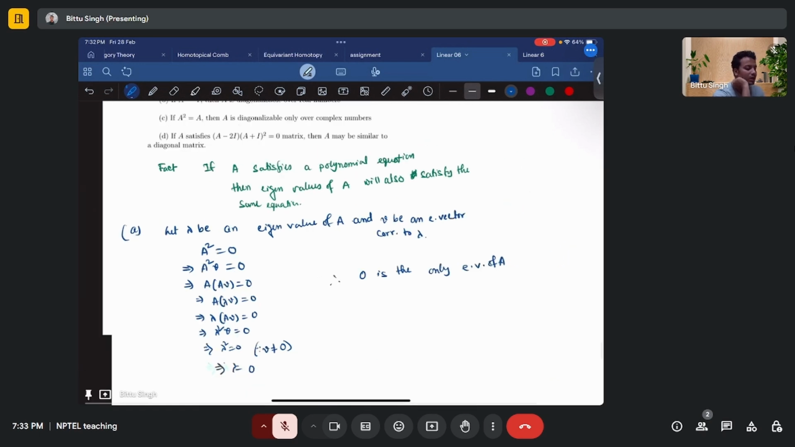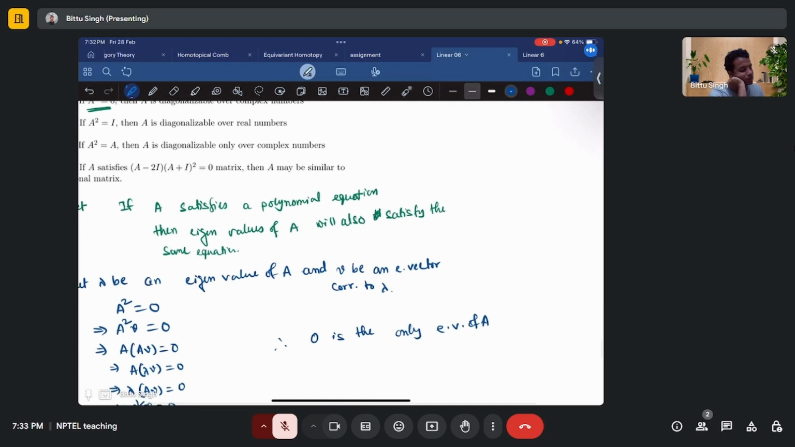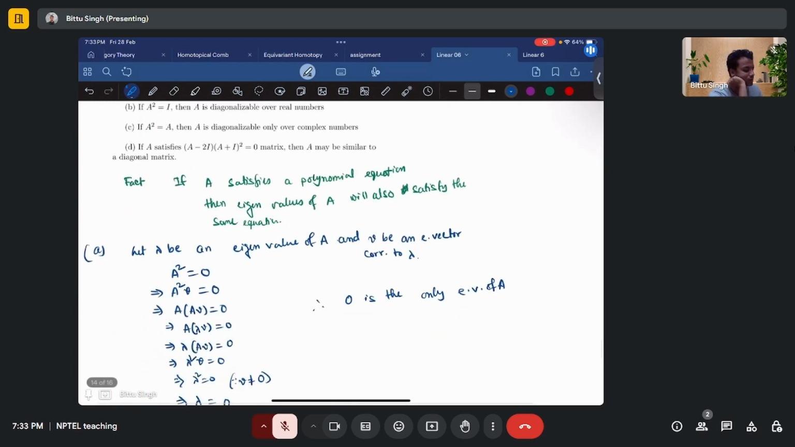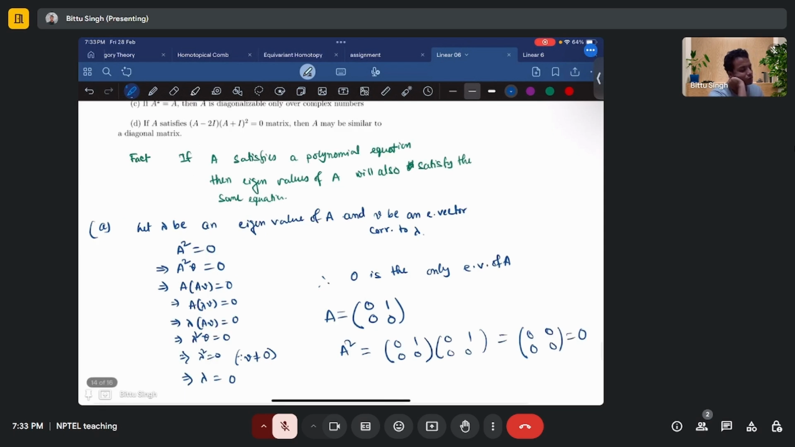So we need to construct a counterexample if this is false. So take this example. For example, instead of an n by n matrix, let us consider this 2 by 2 matrix, 0, 1, 0, 0. Here you can see that 0 is the eigenvalue of this matrix. So if we write A equal to this, then what is A square? It is 0, 1, 0, 0 times 0, 1, 0, 0. This is the same as 0, 0, 0, 0. A square equal to 0.